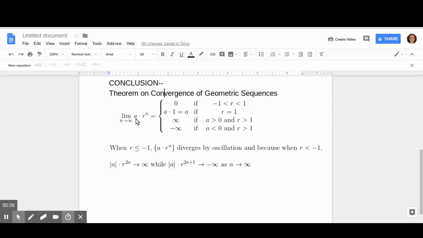And then for any case where r is less than or equal to -1, we have that this geometric sequence will diverge by oscillation. The even value terms will be heading in the same direction as a but to infinity, and then the negative terms will be heading in the opposite direction to negative infinity. So there'll be this opposite: every other term will head to plus infinity versus minus infinity, which forces the sequence to diverge by oscillation.